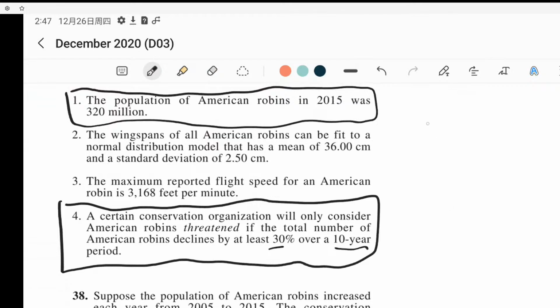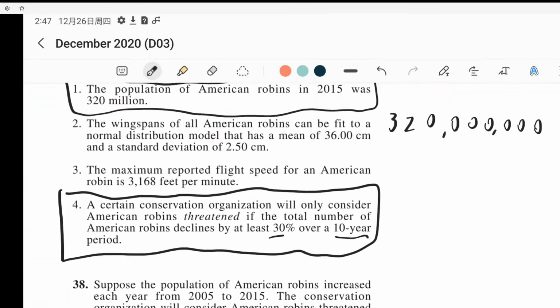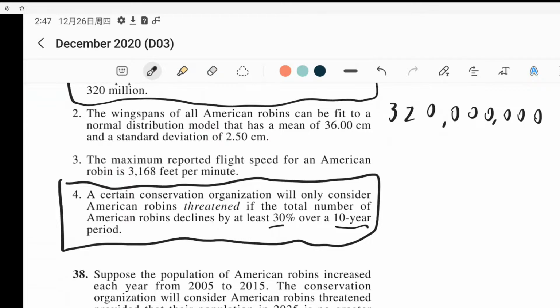So let's write that out. 320 million: 100,000, 10,000, 100,000, million, 10 million, and 32. So they're considered threatened if this goes down by at least 30%. So we want to know the 70% of this. So we can multiply this by 0.7.